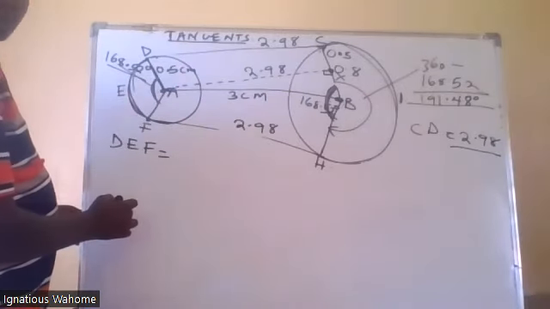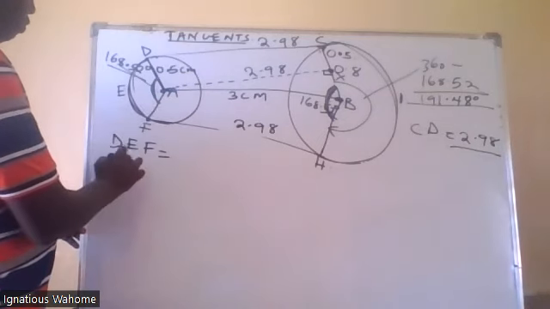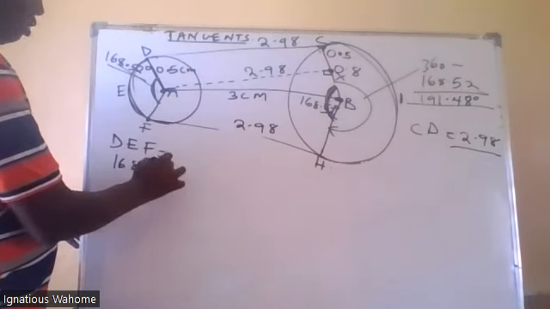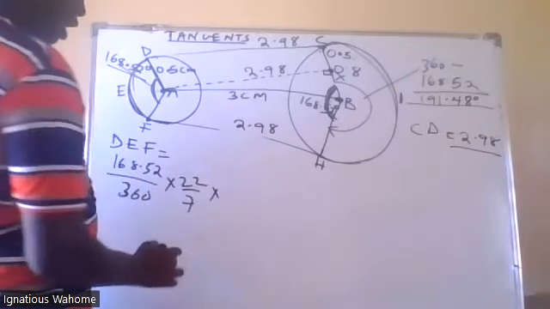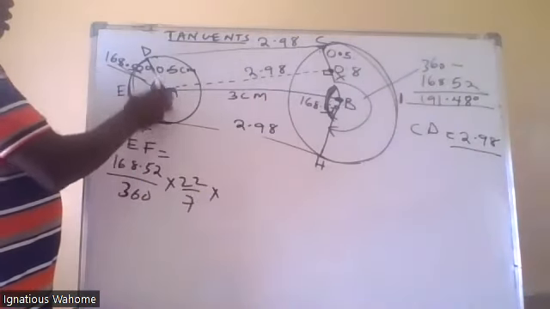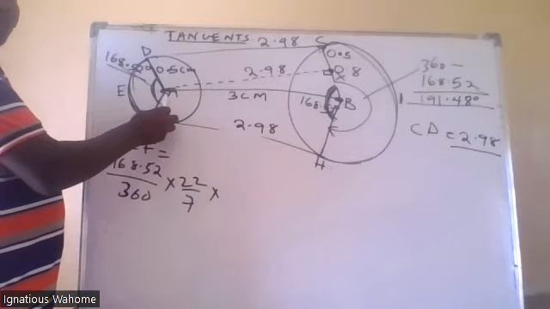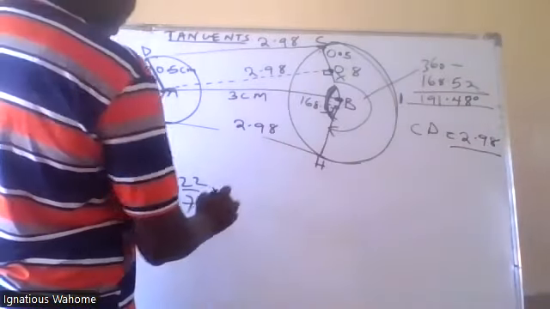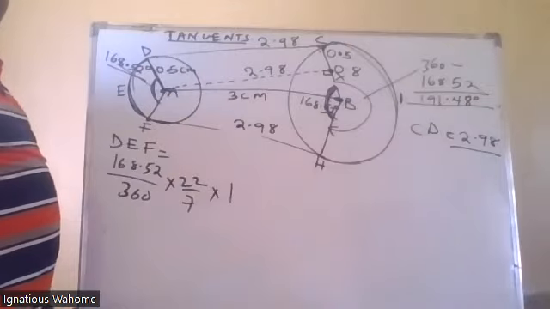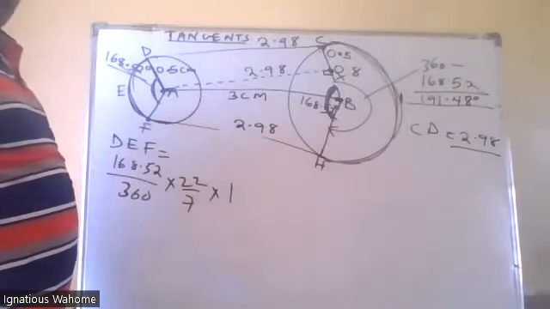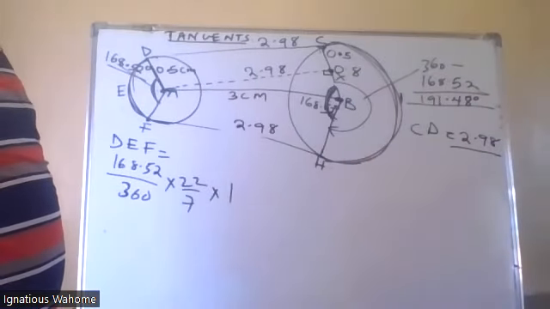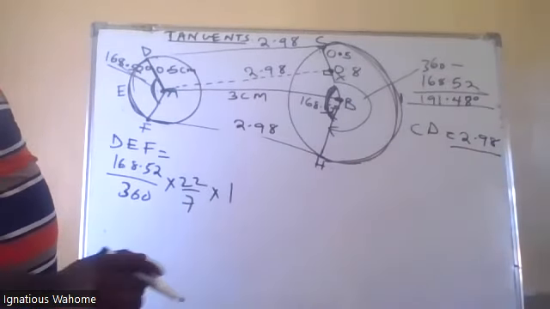You'll use this angle because it is an arc. Take an angle of 168.52 over 360 times 22 over 7 times the diameter. The radius is 0.5, so the diameter is 1. You want to find the arc length.